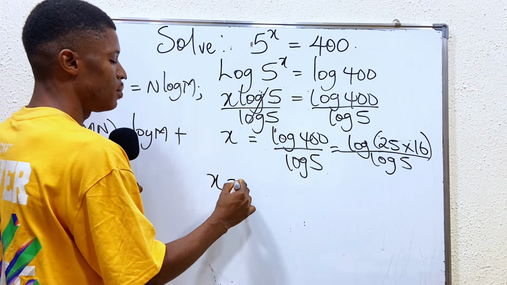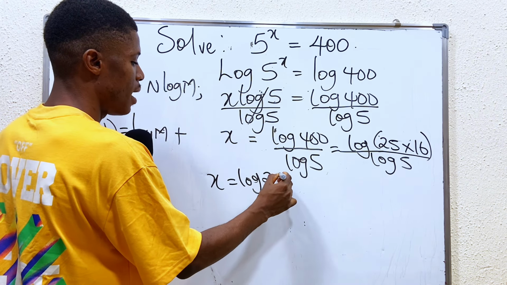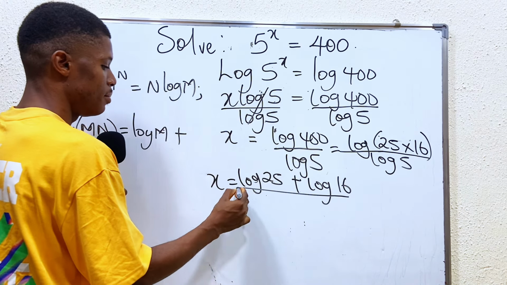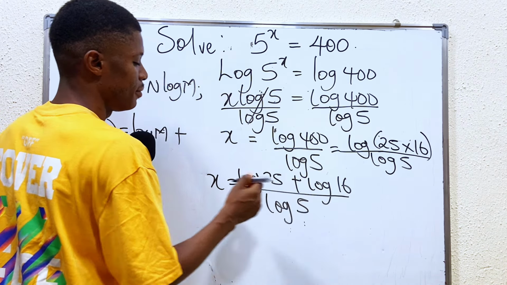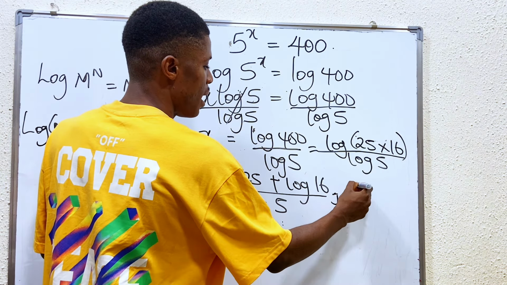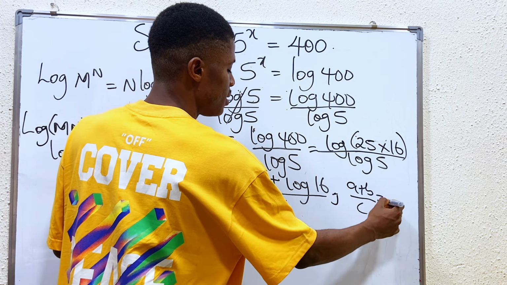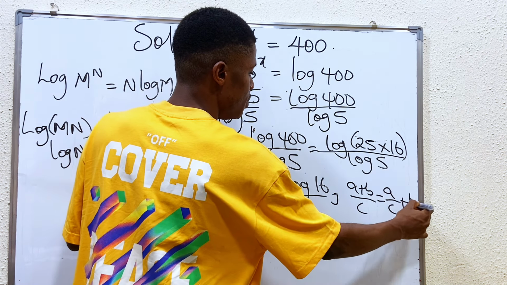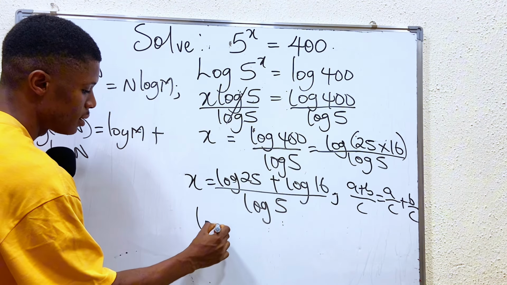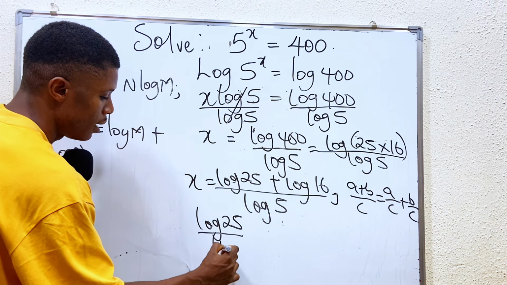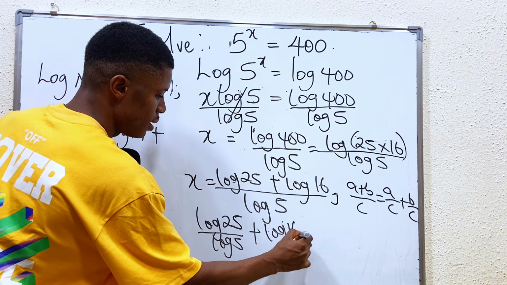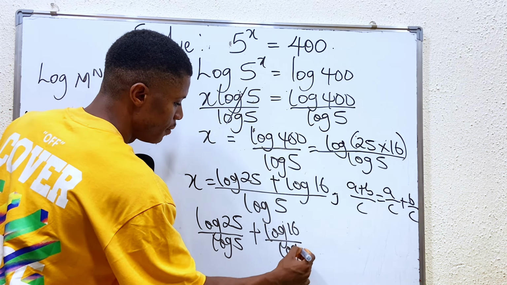So we have it that x will be equal to log of 25 plus log of 16 divided by log 5. To agree with this, we can now split this fraction. You know that whenever you have a plus b over c, it is the same thing as a over c plus b over c, keeping the denominator the same. So we can write this as log 25 divided by log 5, plus log 16 divided by log 5.